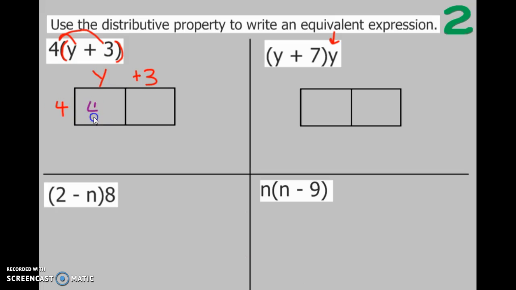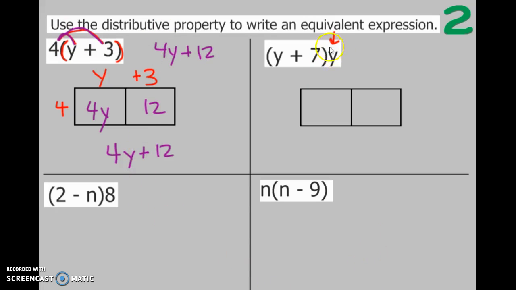4 times y is 4y. 4 times 3 is 12. So our answer is 4y plus 12. If you did that just multiplying like this, 4 times y is 4y, and 4 times 3 is 12, you get the same answer. It doesn't matter how you do it.